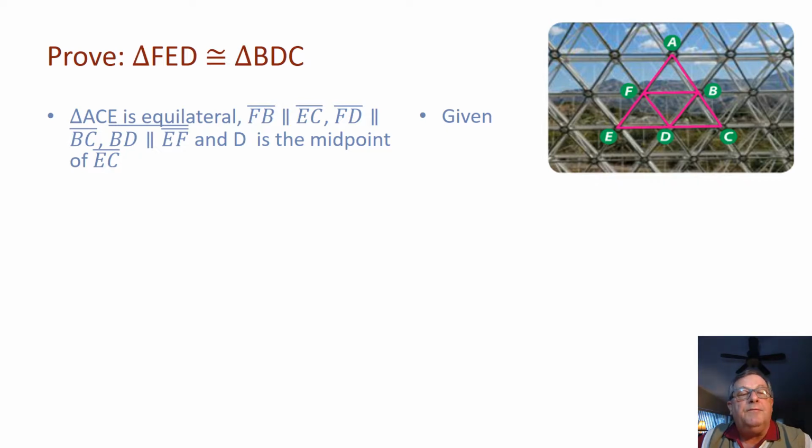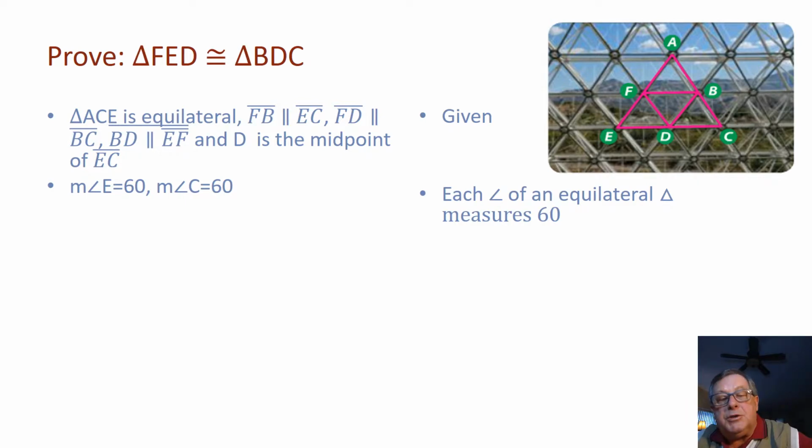Now, if triangle ACE is in fact equilateral, and we're given that it is, then the measure of angle E and the measure of angle C are each equal to 60 degrees, because the measure of each angle of an equilateral triangle is 60 degrees. They're also congruent. Now, if you remember, there was a property that goes like this: if A is equal to B and B is equal to C, then A must equal C. That's what we call the transitive property.